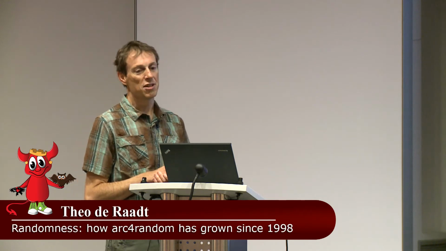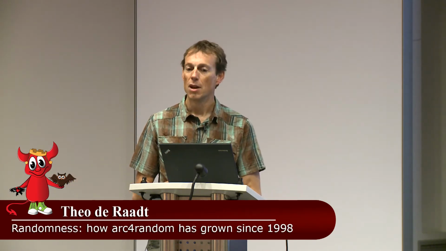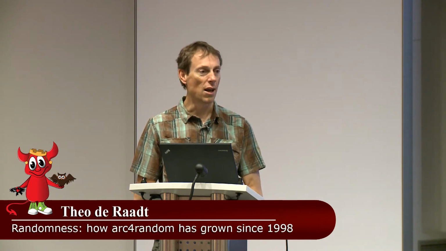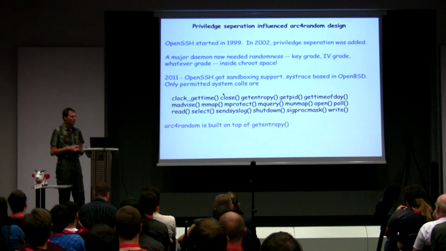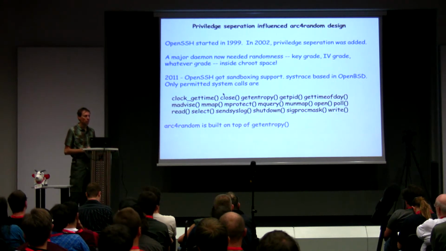As a result of privilege separation, more and more of OpenSSH was running on the other side of a chroot jail. It needed randomness in that space. IV construction, the IVs need to be initialized. You obviously have to deal with key-grade material. So we needed randomness there, and you can't open /dev/random.